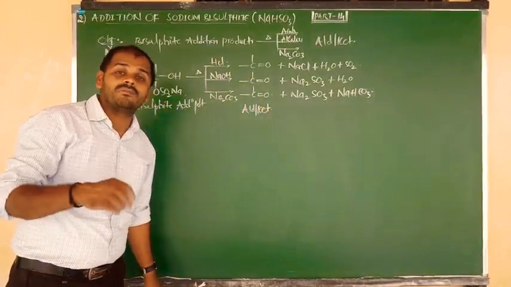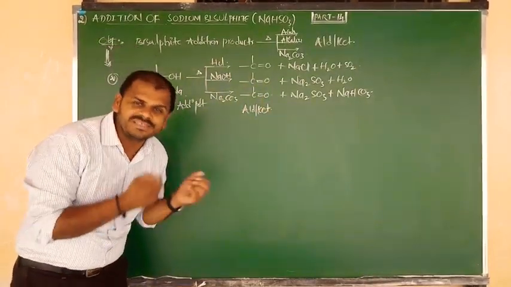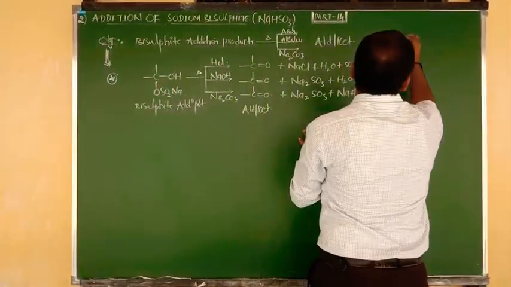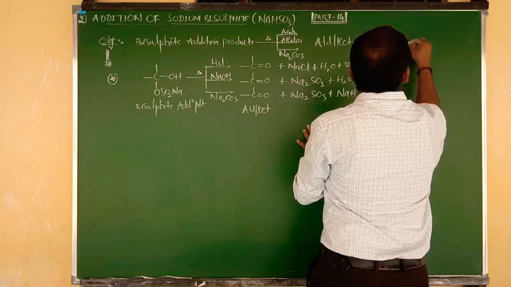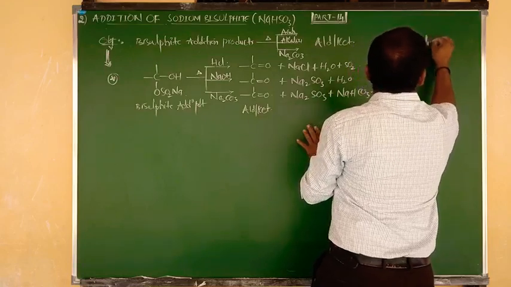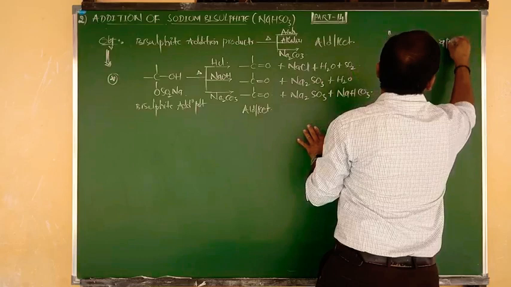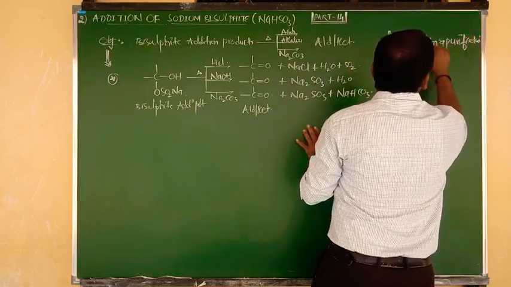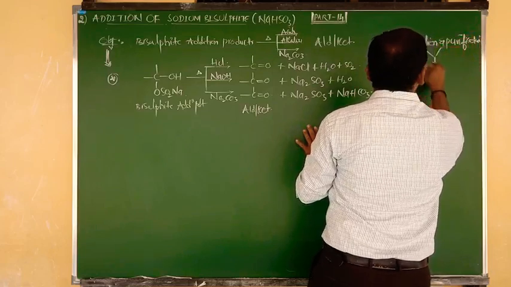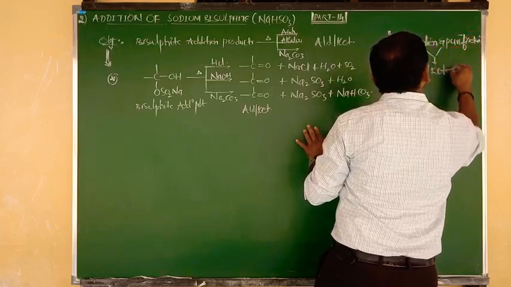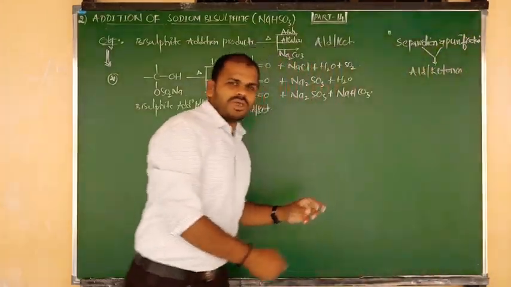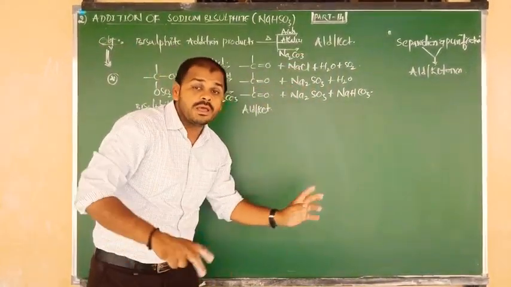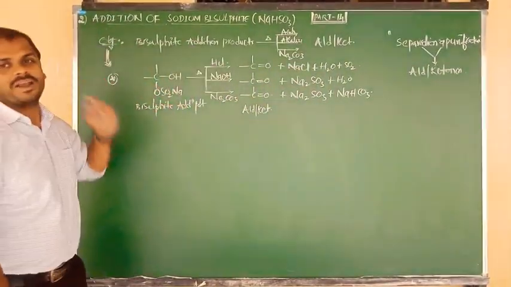Okay, bisulfide compounds are converted into aldehydes and ketones. This is fine, but why are they doing this reaction? What is the use of this reaction? This method is used in the separation and purification of aldehydes and ketones from other compounds which do not form the bisulfide products.